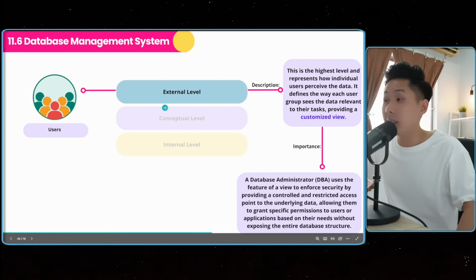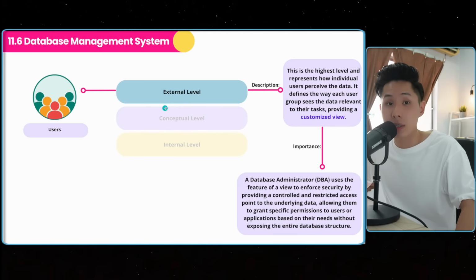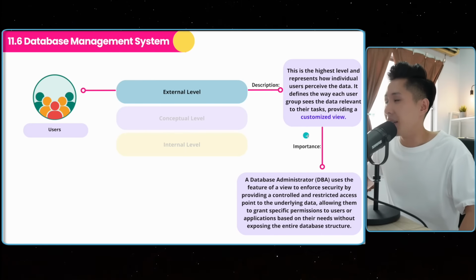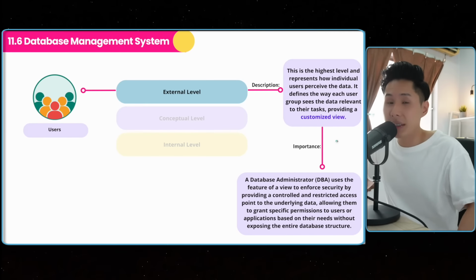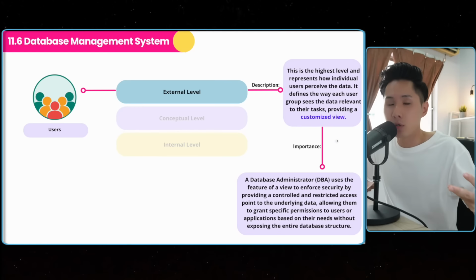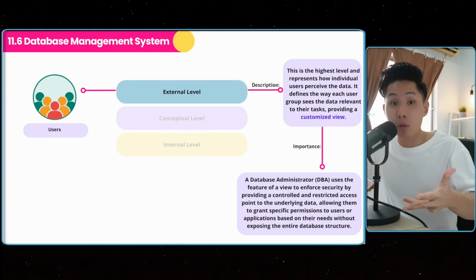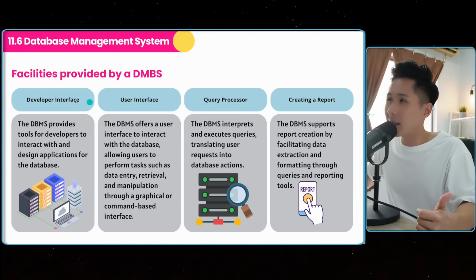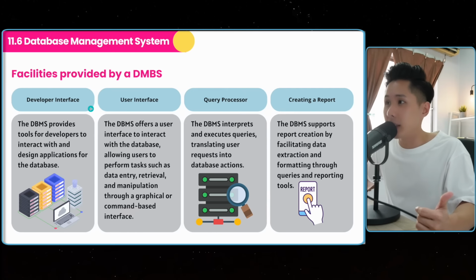So think of all these three levels as abstraction. You don't need to know so much under the hood if you are not required to. And it also ensures another thing that the file-based approach couldn't provide, which is data privacy, which is set by the DBA. So here are some of the facilities provided by a DBMS.